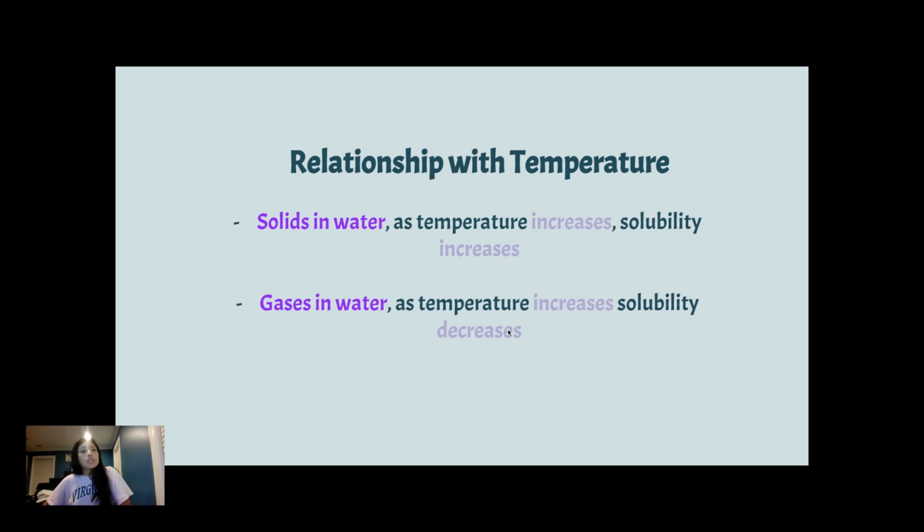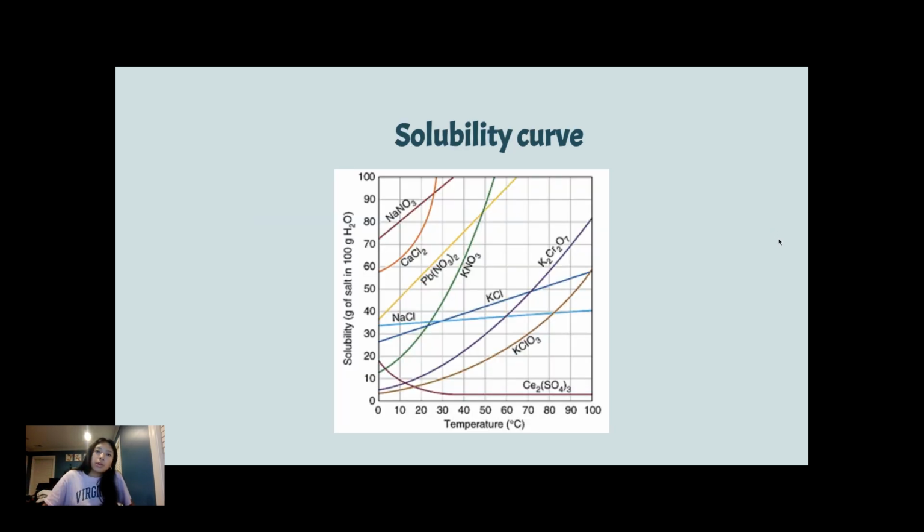So let's think about this. When you're putting a solid in water and you raise the temperature, the solid can dissolve in the water quicker. You can think about this with sugar and water. When you're putting sugar in cold water, you're going to have to stir it for a little bit for it to dissolve. If you're putting sugar in hot water, it dissolves right away. So that's a way for you to think of it.